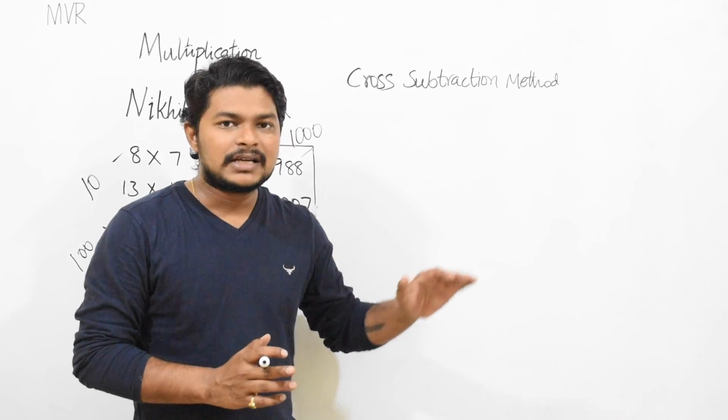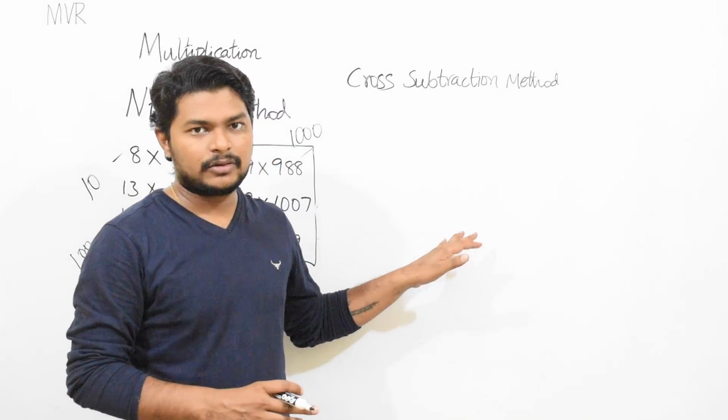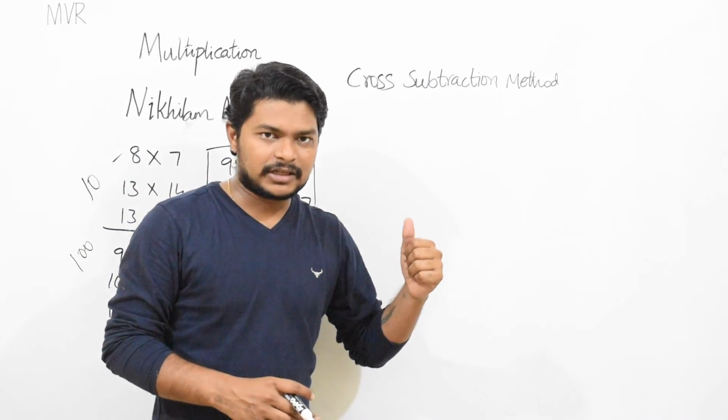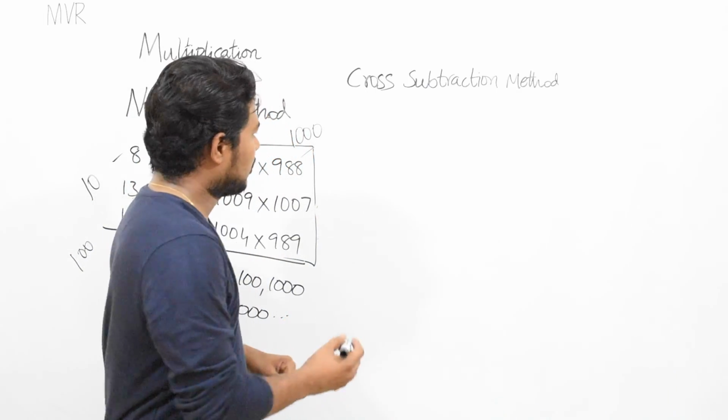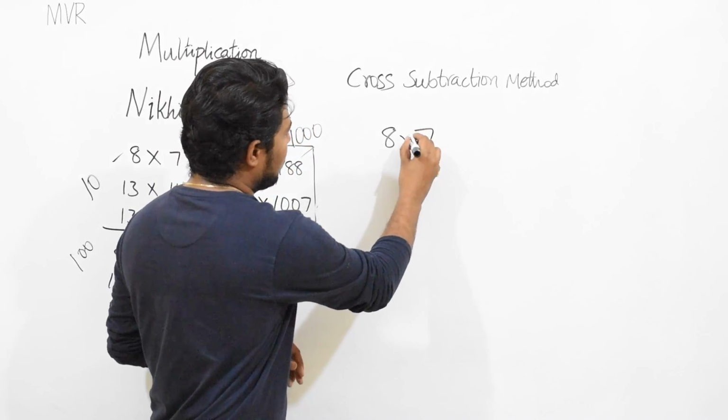Now we came to the second method in the Nikilam. Okay, this is the cross subtraction method. First one we have seen the direct method. Now we are seeing the cross subtraction method. Now we take the numbers 8 and 7. These are the two numbers which we need to multiply.